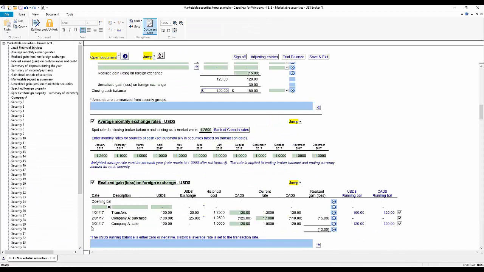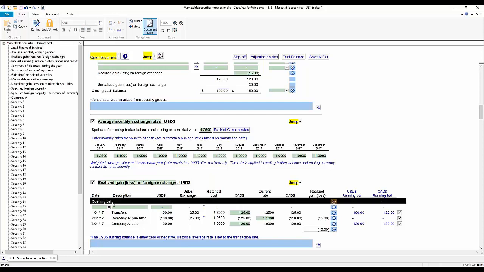As you can see, all these transactions come through automatically to my realized gain loss table, and they will sort themselves automatically too. So that means if I buy shares in another company and I do transactions in between the time I bought and sold shares in company A, these will automatically rearrange themselves in the table and take into consideration any cash balances I have in my brokerage account.